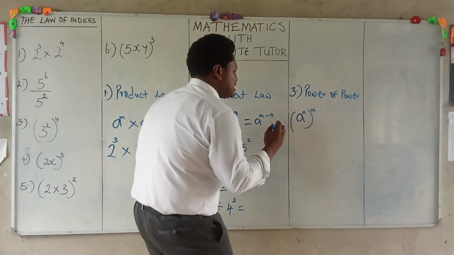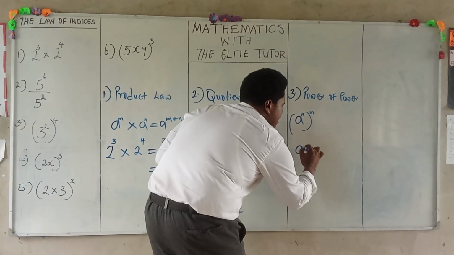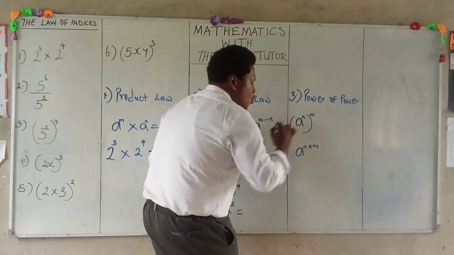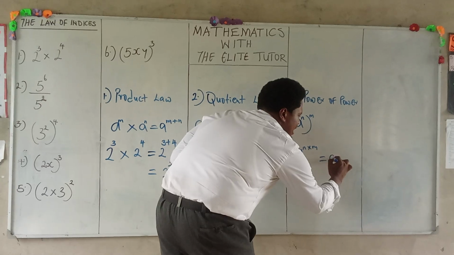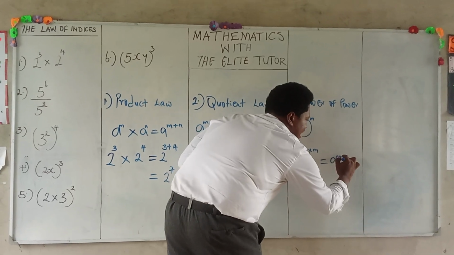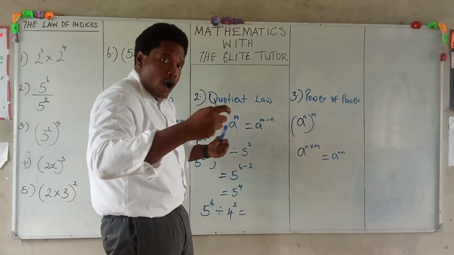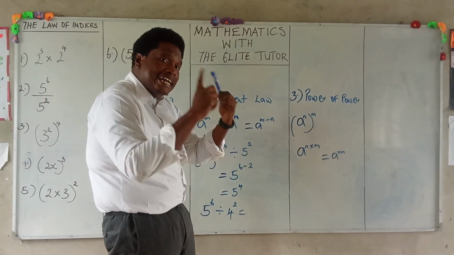Now, what does this imply? It's simply that this will be a raised to power m times n, which will give us our final answer to be a raised to power mn. When a power is raised to another power, both powers are multiplied together.